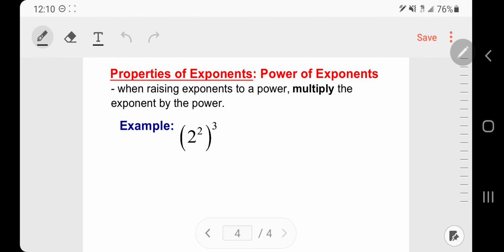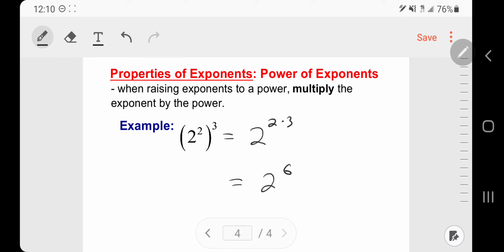And finally, we have the power of exponents, so that's taking an exponent and raising it to another exponent. Now in this case, what you're doing is you're multiplying your inside exponent times your outside exponent. So it's going to be 2, and then our exponent is going to be 2 times 3. So this will be 2 to the 6th power. And we'll leave that as our exponent form.